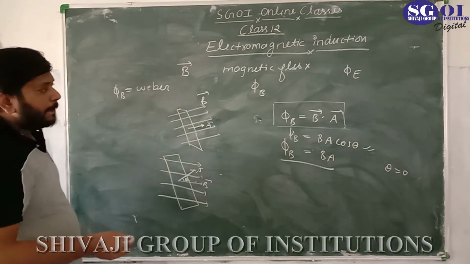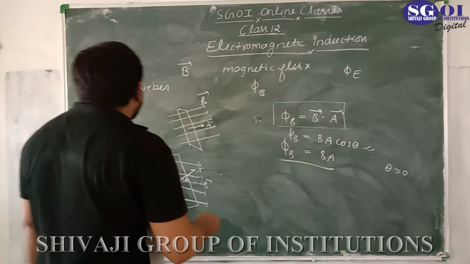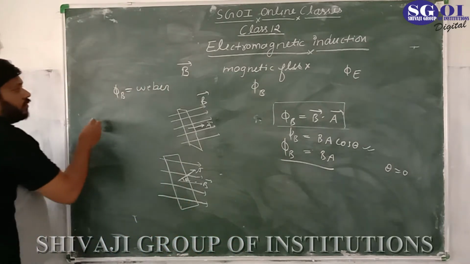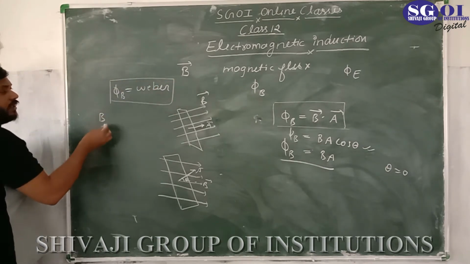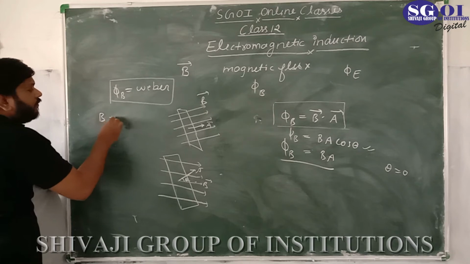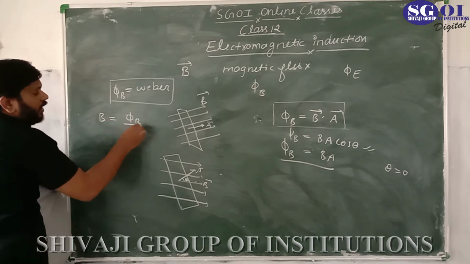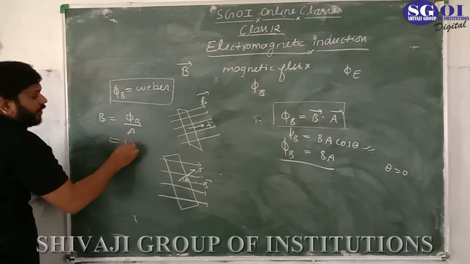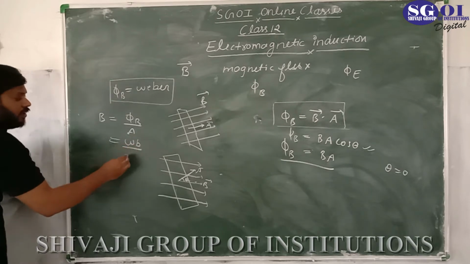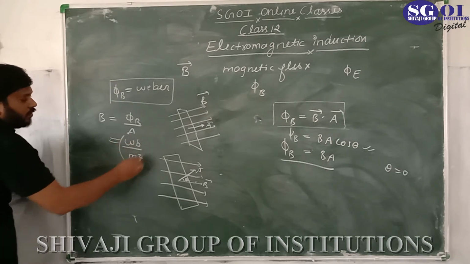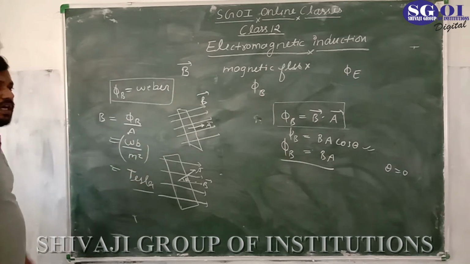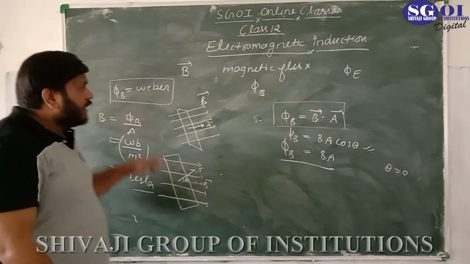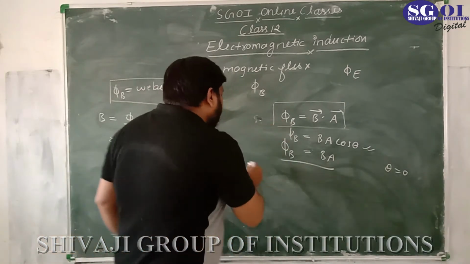From here we can also find the unit of B, which is phi B by A. It means Weber per meter square, which is also called Tesla. So this is the unit of B, and the dimension of phi B can also be found out.